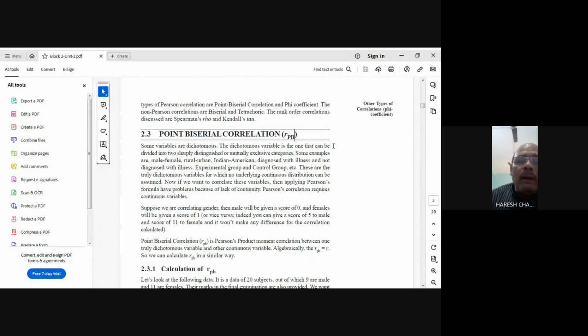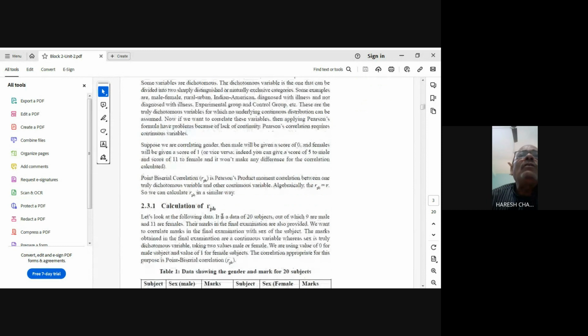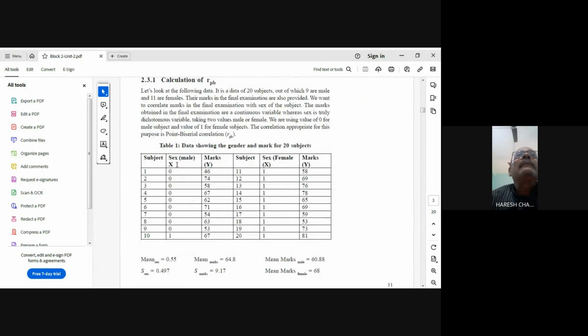When you are going for Pearson's correlation, it is only R. But if you write RPB, it is a point biserial correlation. Now, let us look at the following data. It is the data about 20 subjects, out of which 9 are male and 11 are female. Their marks in the final examination are also provided. We want to correlate marks in the final examination with sex.